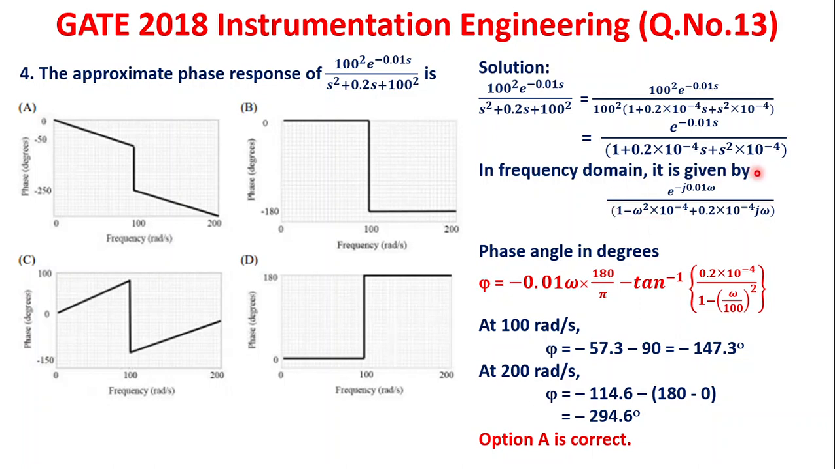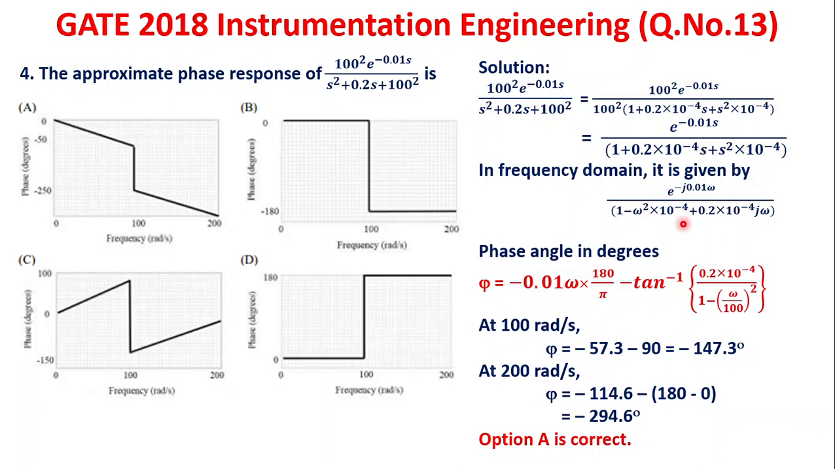So if we write the phase angle expression, e power minus j theta form, therefore theta is minus 0.01 omega, which is in radians because omega is in radian per second. Therefore minus 0.01 omega in radians. We should write in degrees because the angles are given only in degrees in all the four combinations. So pi radians corresponds to 180 degrees, means minus 0.01 omega corresponds to how many degrees. That is what we have written, right?